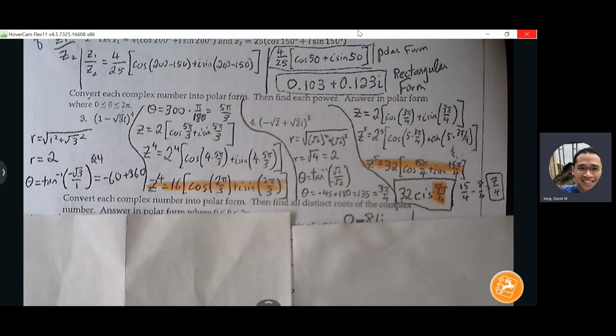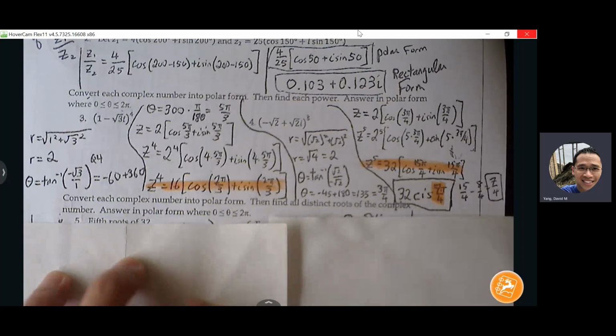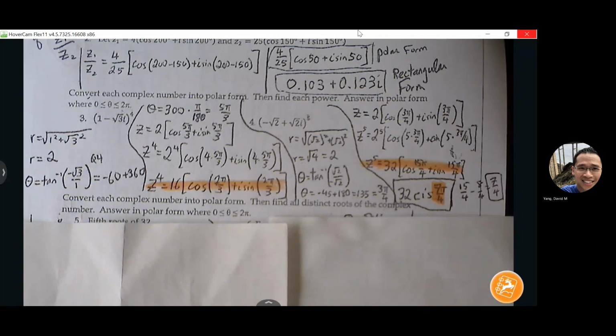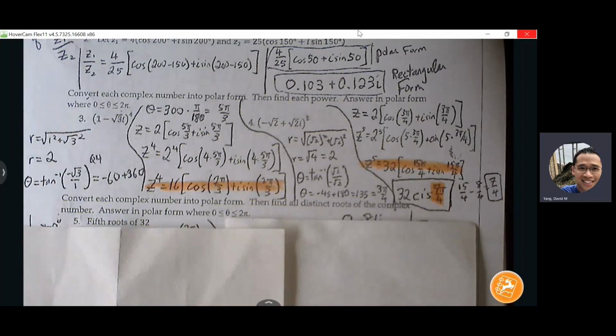Okay, are we good? Okay, last 2 problems. Convert each into polar form, and then we want to find all distinct roots of the complex number. Answer in polar form where theta is between 0 and 2 pi. So it says 5th root of 32. Let's create the complex number of 32. So that's 32 plus 0i. I like to have that form. It just makes it so that I can graph the point. I know exactly what each of the parts are.